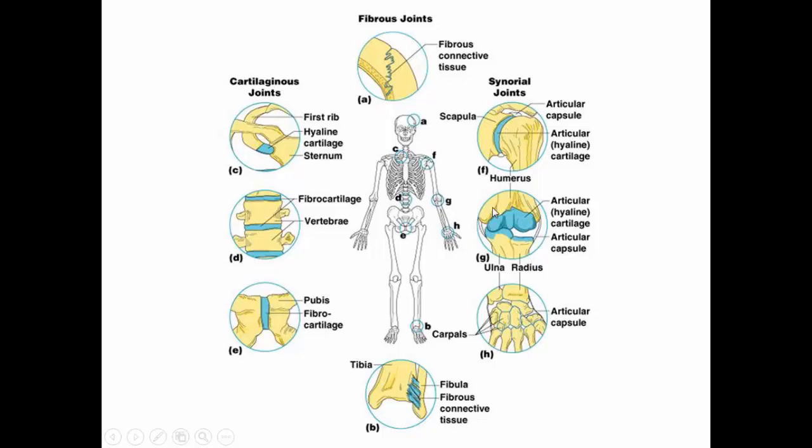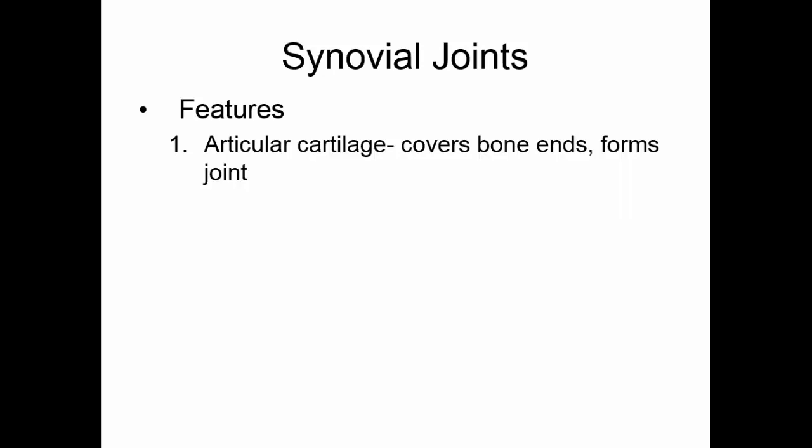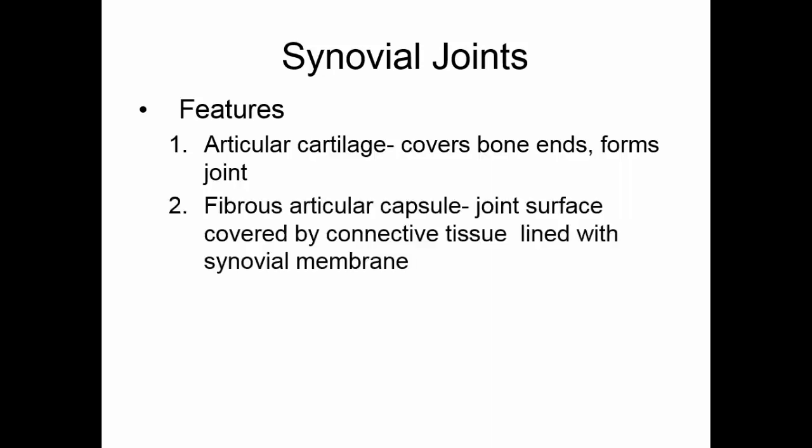And then most of the things you think of as joints are these synovial joints, which are all diarthroses. Synovial joints are the ones that we talk about the most. They have an articular cartilage which covers the bone ends. This helps form the joint. Then there is a fibrous articular capsule. This helps hold the two bones together.